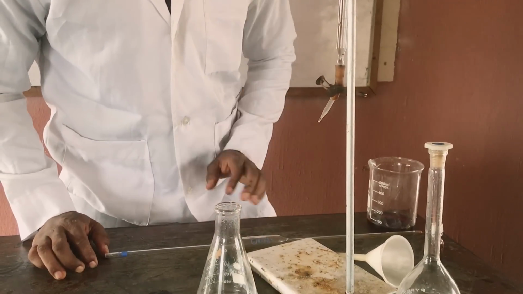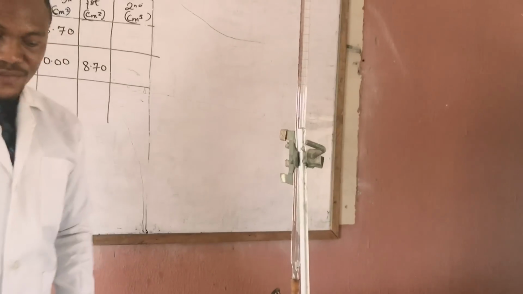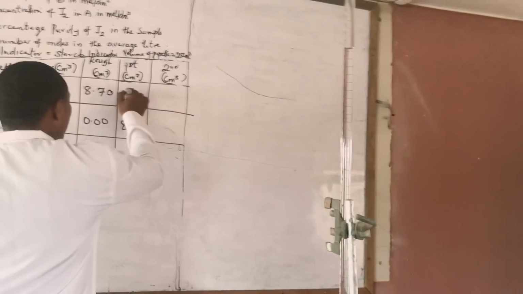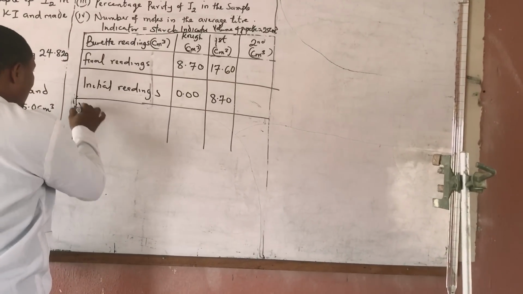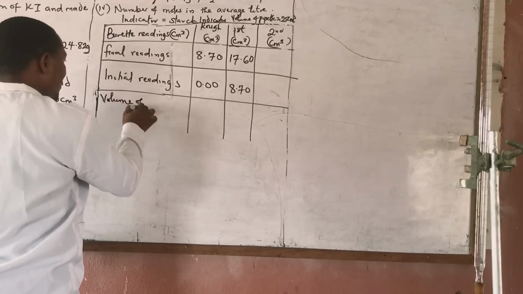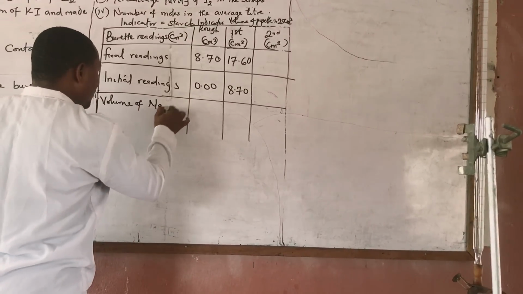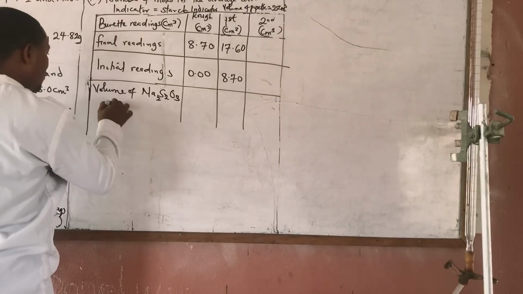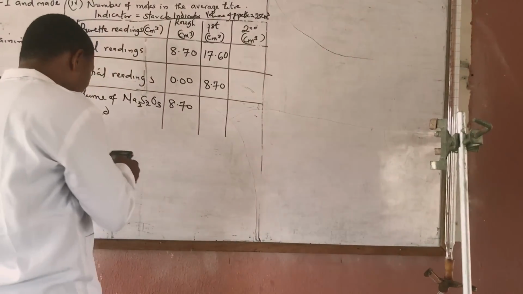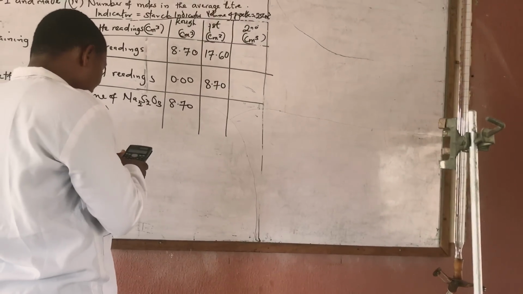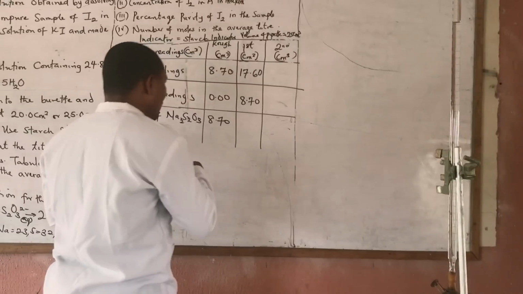Here I have 17.60. Here I have 17.60. So here I'll be having volume of, some people will write acid, it's not acid, they are using sodium thiosulfate. So volume of sodium thiosulfate used. Okay? Here I have 8.70, just subtracting. Let's subtract this one. See? 17.60 minus 8.70. That's 8.90.